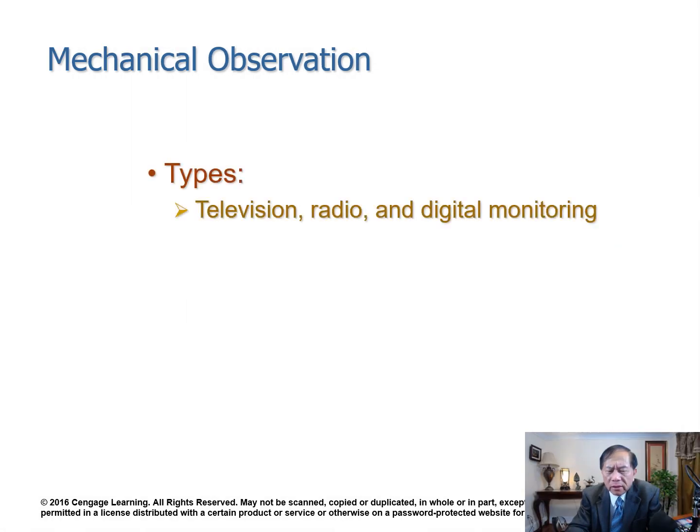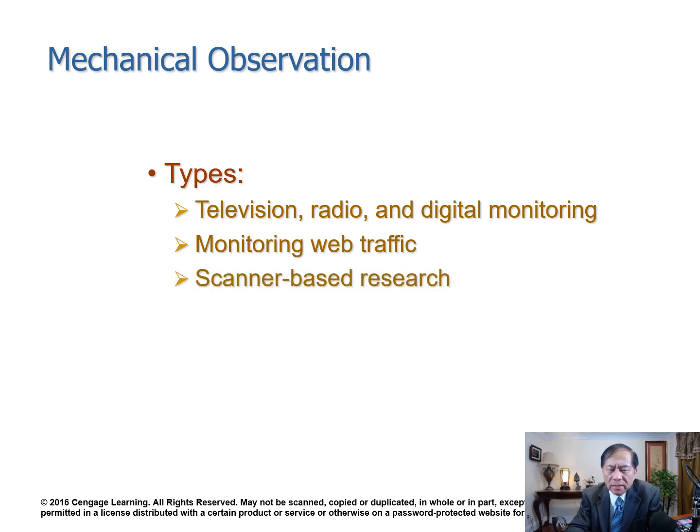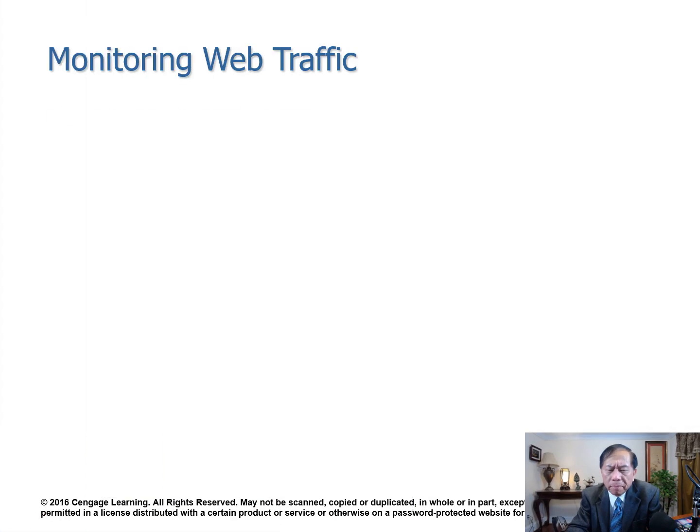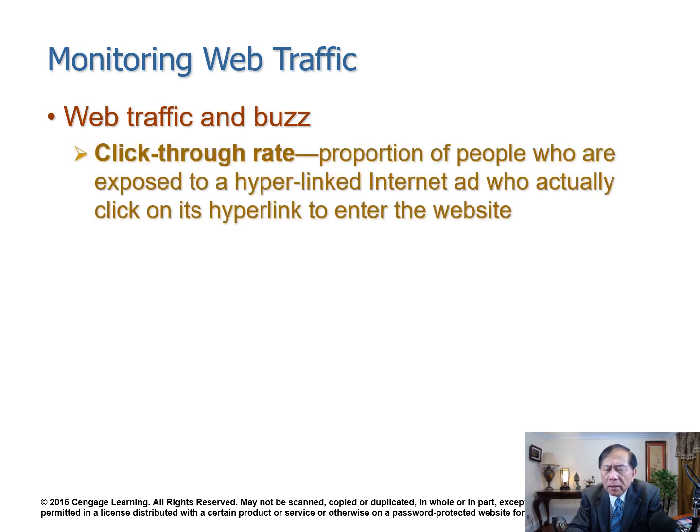Mechanical observation. There are different types of mechanical observations. For example, there's television, radio, and digital monitoring, web traffic monitoring, scanner-based research with laser scanners, camera surveillance, and using smartphones to collect data. Monitoring web traffic, like web traffic and buzz.